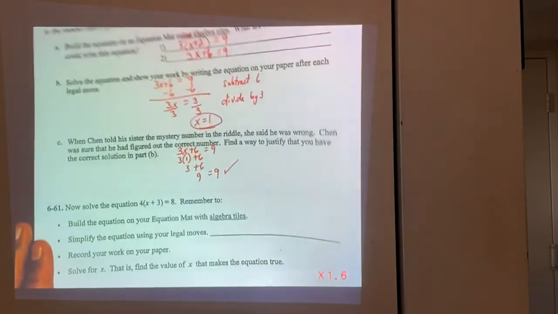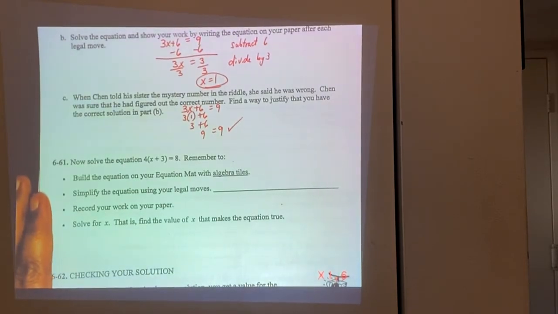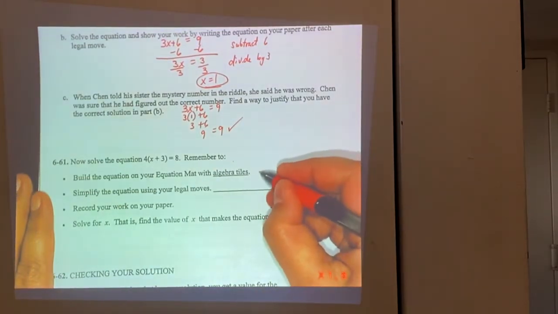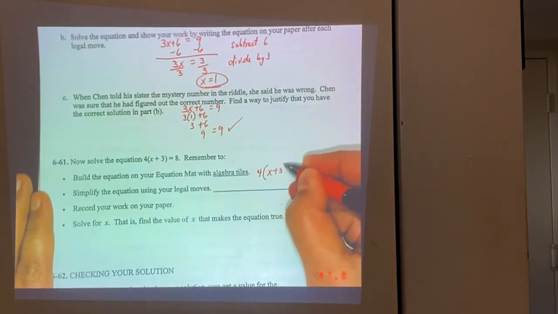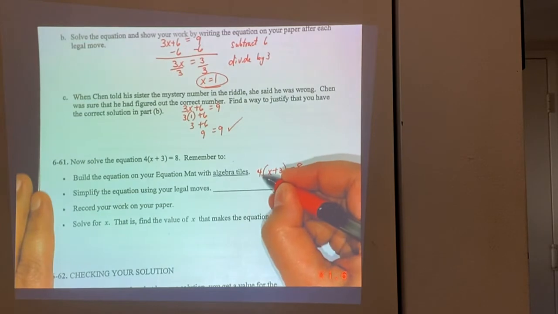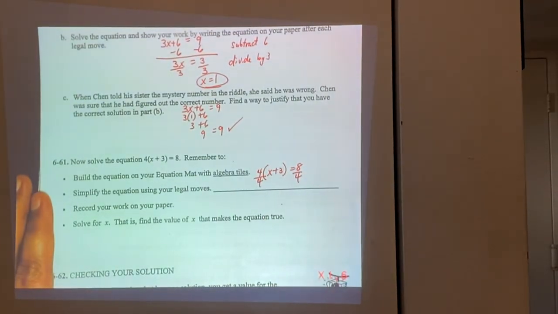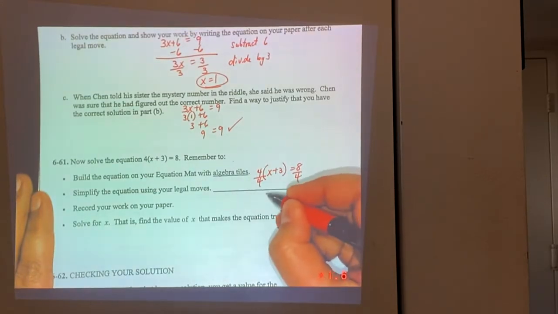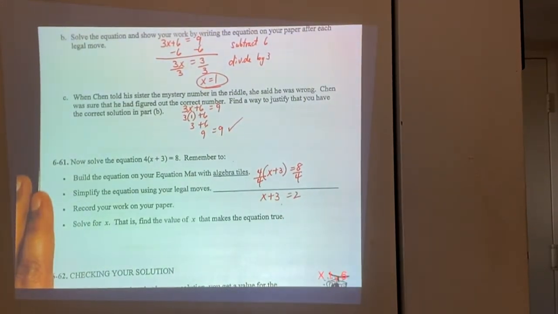All right. 61. Now solve the equation. 4(x plus 3) equals 8. Okay. So you know what I want to do? I want to do this. 4(x plus 3) equals 8. Now since that's multiplied by 4, I can divide both sides by 4 if I wanted to and end up with x plus 3 equals 2.